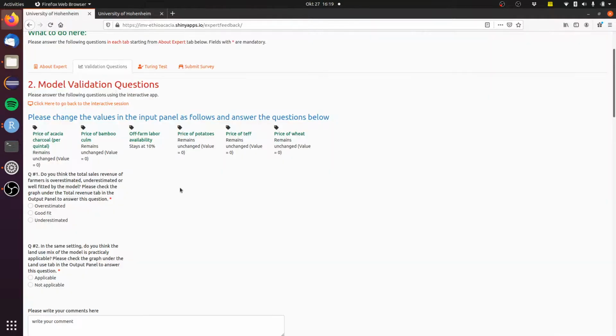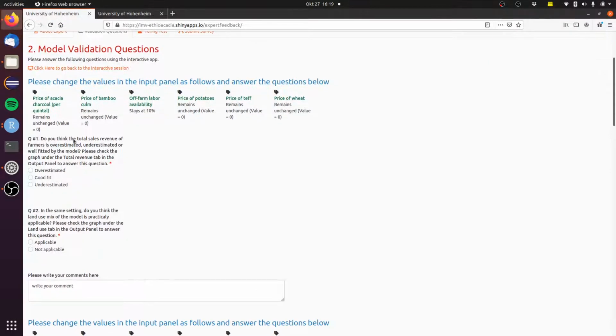So we go back to the question, and the question says, do you think the total sales revenue of farmers is overestimated, underestimated, or well fitted by the model? Please check the graph under the total revenue tab in the output panel to answer this question. So the question is whether the total sales revenue obtained by each farmer is overestimated or underestimated. So it shows which tab from the output panel to look at. So it is the total revenue tab.